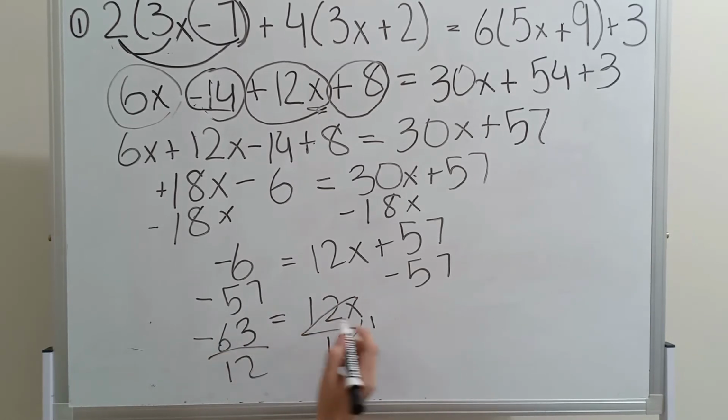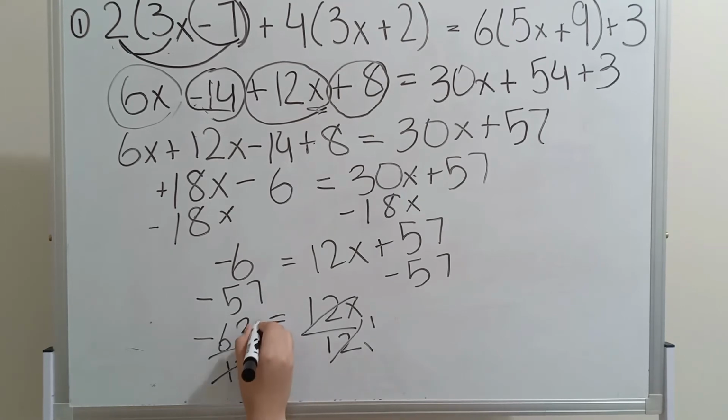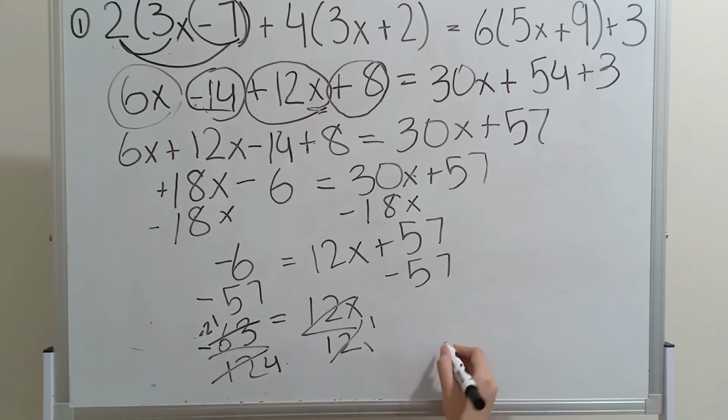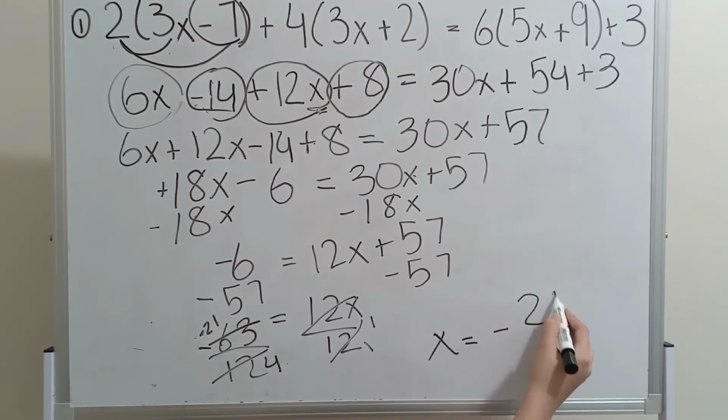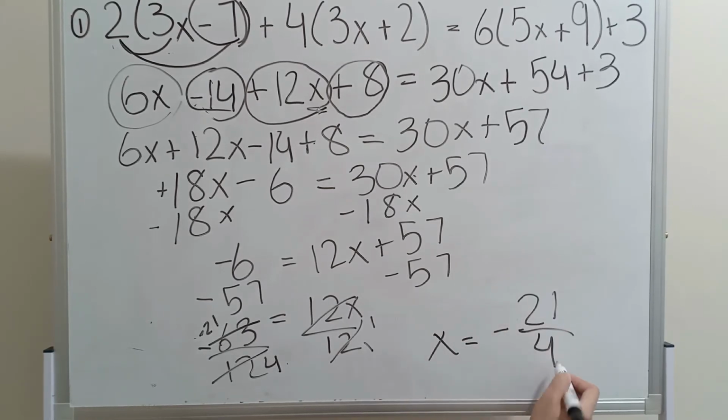So we get a 1 here, and we can simplify this. So 3 times 4 is 12, 3 times 2 is 6, 3 times 1 is 3, right? And negative sign here. Since this is negative 63, it's going to be negative 21. So our answer for this equation is that x equals negative 21 over 4. That's our answer for the first equation.